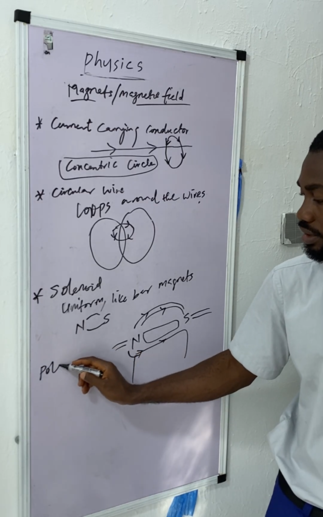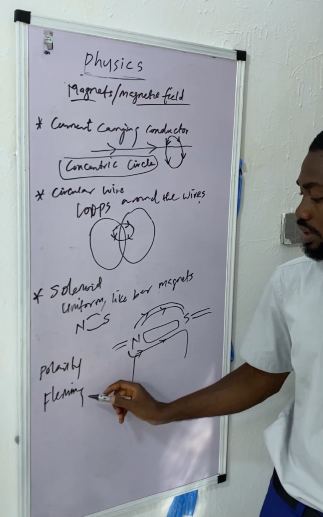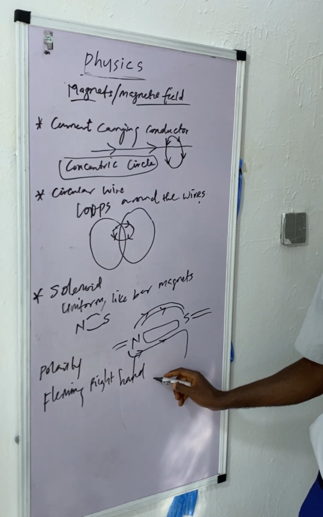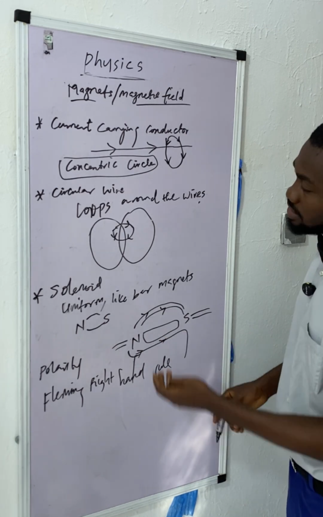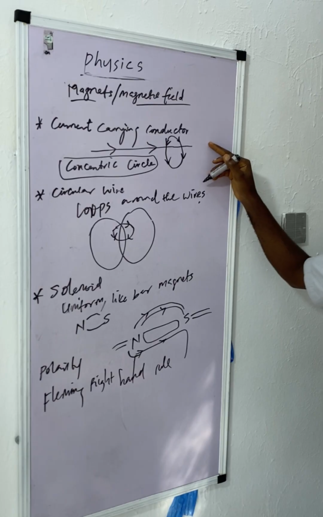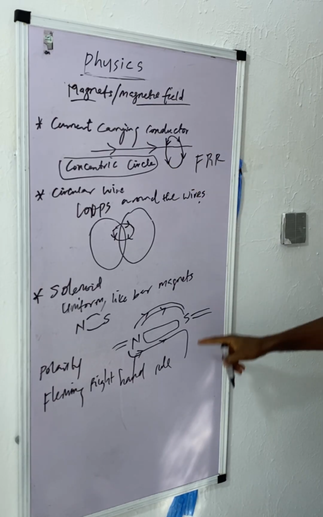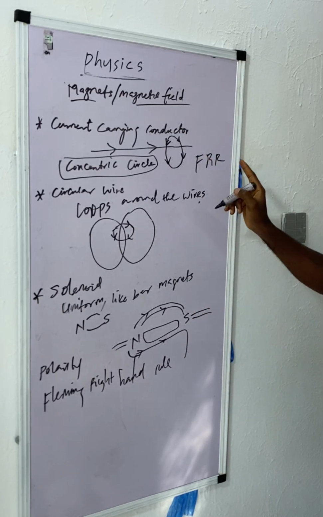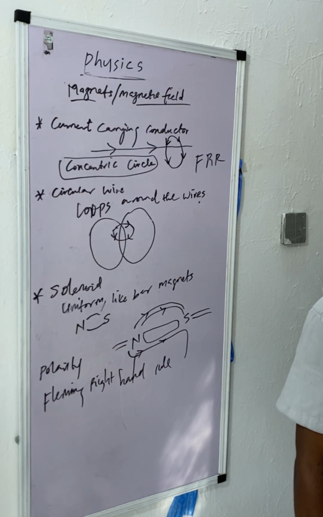To test polarity here, we use Fleming's right hand rule. That's how we determine the polarity. Also in the concentric circles, we still use Fleming's right hand rule to determine polarity. For current carrying conductor and solenoid, we use Fleming's right hand rule.